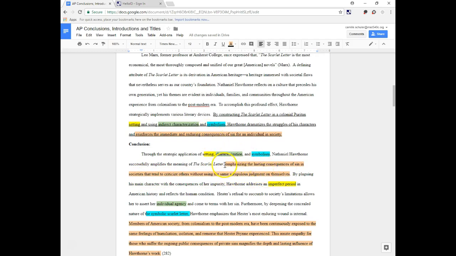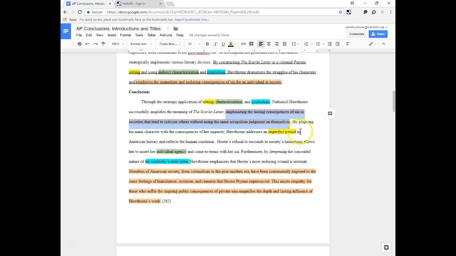Okay, so here you have now that this student has expanded the work in her paper, she's able to add a stronger meaning of the work. By plaguing his main character with the consequences of her impurity, Hawthorne addresses an imperfect period in American history and reflects the human condition. Hester's refusal to succumb to society's limitations, that's her indirect characterization, allows her to assert her individual agency, that's another way of saying indirect characterization, and come to terms with her sin.